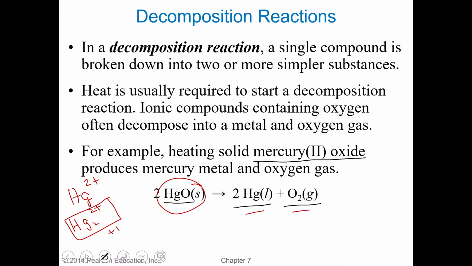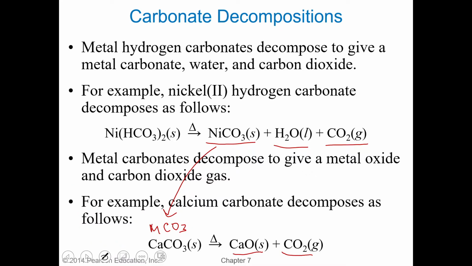And then like we saw back here, once we have this metal oxide, it can continue to decompose into its individual elements. So I can go from a metal hydrogen carbonate, which decomposes into the metal carbonate, water, and carbon dioxide, always the products. Then that metal carbonate can continue to decompose into a metal oxide and carbon dioxide. Those are always the two products. And then that metal oxide can continue to decompose further into its metal and oxygen gas.